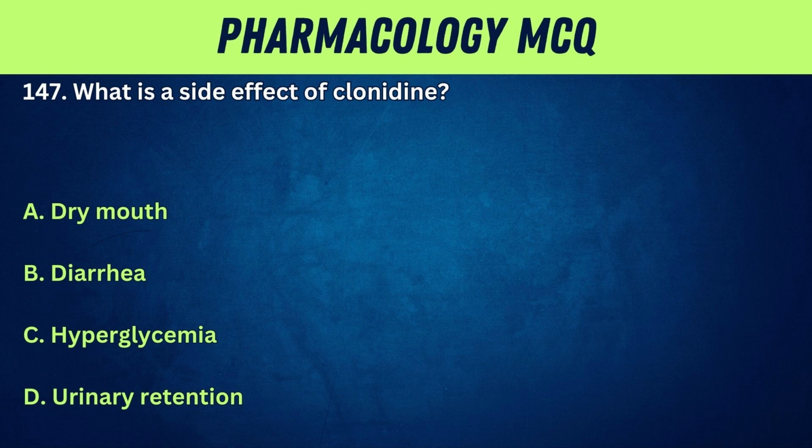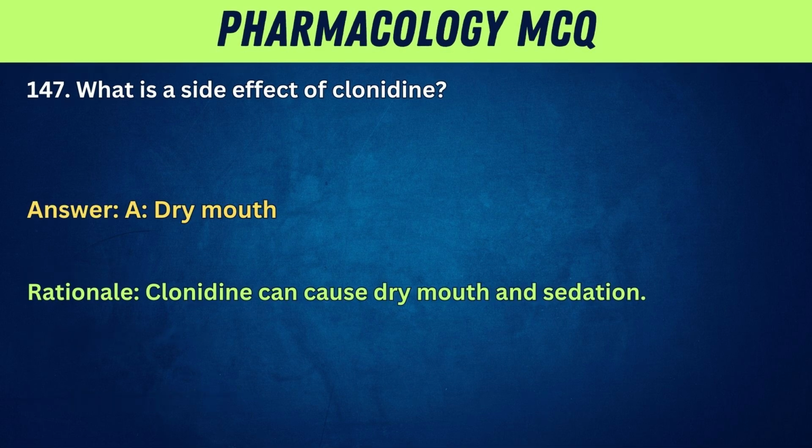147. What is a side effect of clonidine? A. Hypertension. B. Diarrhea. C. Hyperglycemia. D. Urinary retention. Answer: A. Dry mouth. Rationale: clonidine can cause dry mouth and sedation.